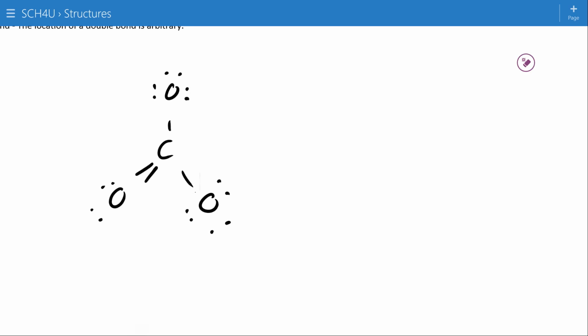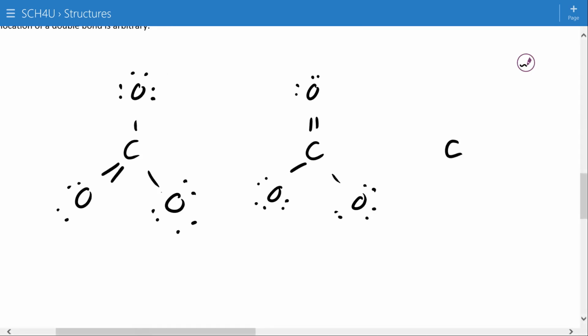So when I make that double bond, the structure could turn into this, this, or this.